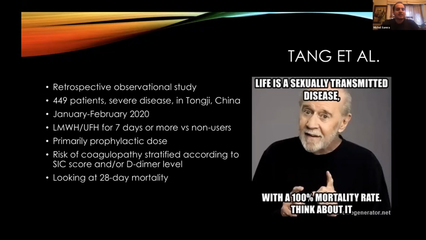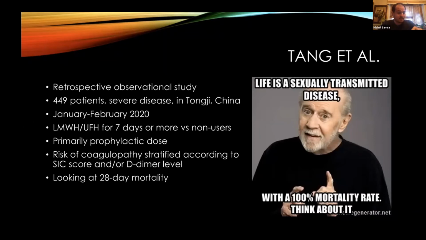And they were basically looking at the use of low molecular weight or unfractionated heparin for 4 days or more in one group versus non-users in the other group. Importantly, here they were actually looking at prophylactic dose. They weren't able to get into the therapeutic dose versus prophylactic yet. They were initially looking at prophylaxis versus no anticoagulation at all. What was interesting is that they were able to stratify their results and the risk of coagulopathy according to an SIC score or the D-dimer level.